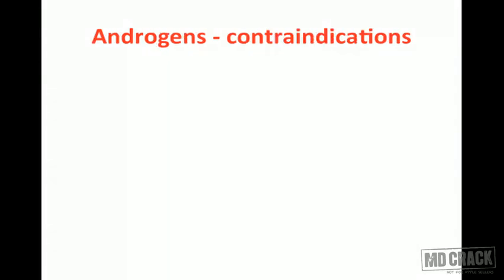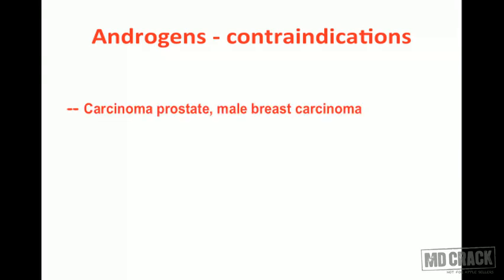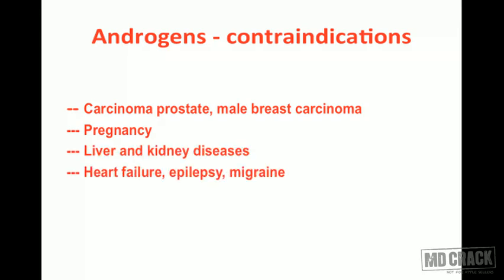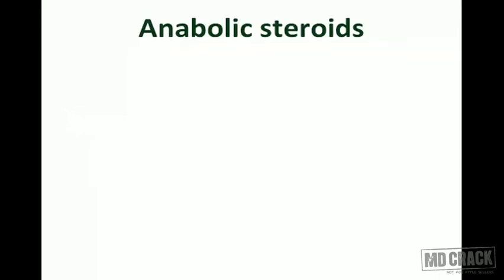So let's think what will be the situations in which androgens will be contraindicated. It's a male sex hormone, so it will be contraindicated in carcinoma prostate. Second, it will be contraindicated in male breast carcinoma. Number 2, they are absolutely contraindicated in pregnancy and if the patient is suffering from any major liver or kidney disorder. And just now we saw the effects on the cholesterol, the effects on the fluid retention. Obviously, they are contraindicated in patients with heart failure. So also patients with epilepsy and migraine.